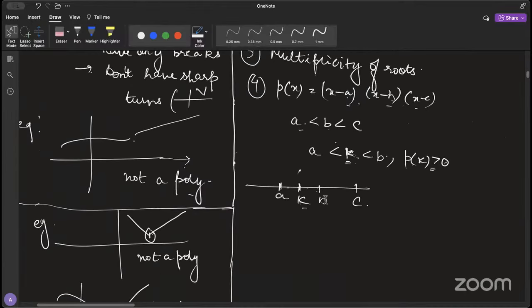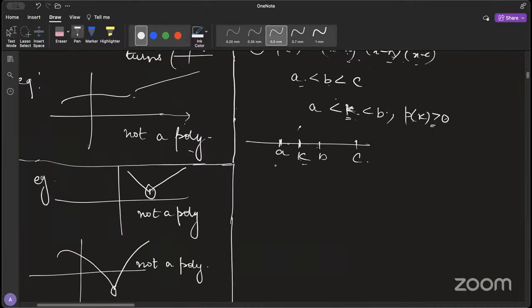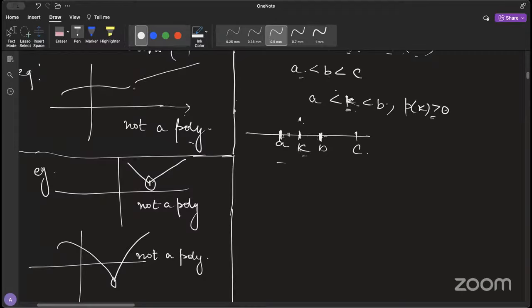Yes. Okay. Now let's come to this one. If you have A, there's a root here, and there's a root here, right? And so A is a root, and the next immediate root after A is B. So no roots between A and B, no roots between B and C. And the other information that you have is that your polynomial's value at K is positive, right?